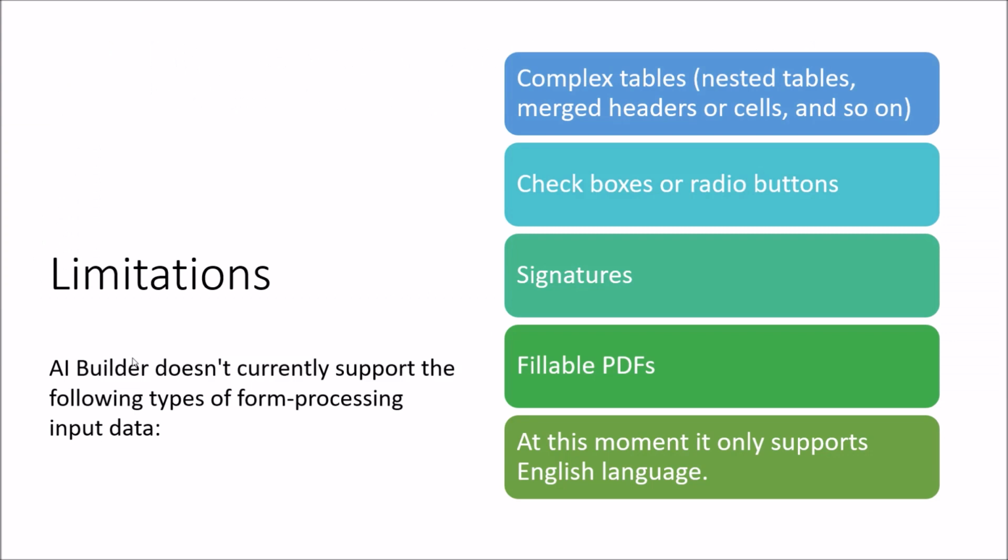Now let's talk about some of the limitations of this AI Builder form processing model. AI Builder doesn't currently support the following types of form processing input data. Complex tables: if you have nested tables, merged headers or cells and so on, it will not support. Checkboxes and radio buttons are not supported. Signatures are not detected. Fillable PDFs are not supported. And at this moment it only supports the English language. So if you have invoices in a language other than English, it will not support.